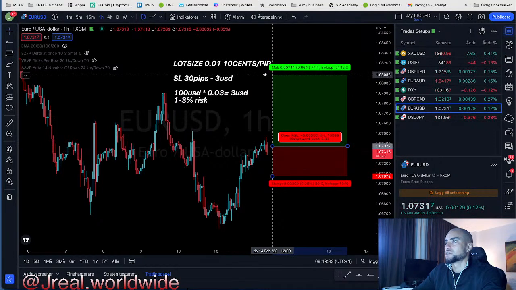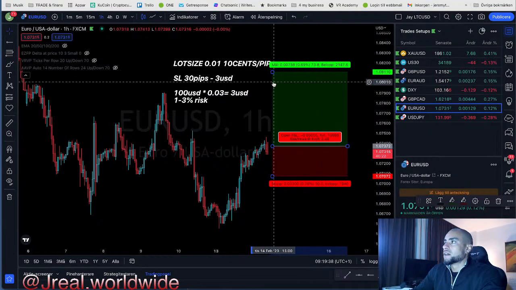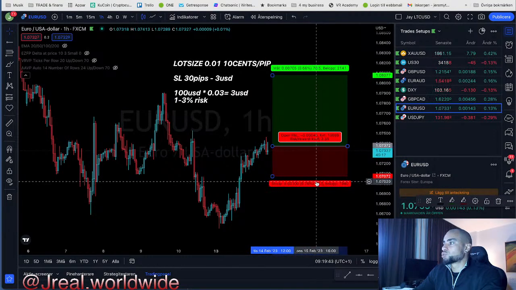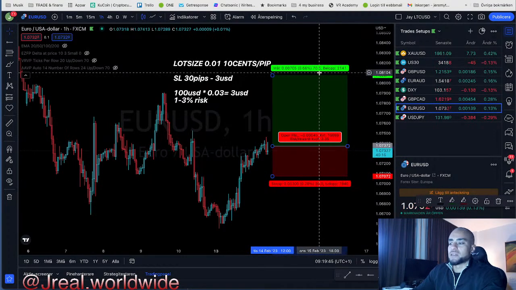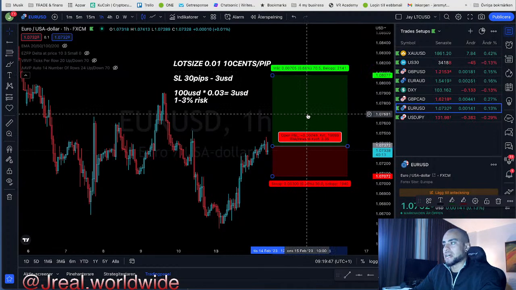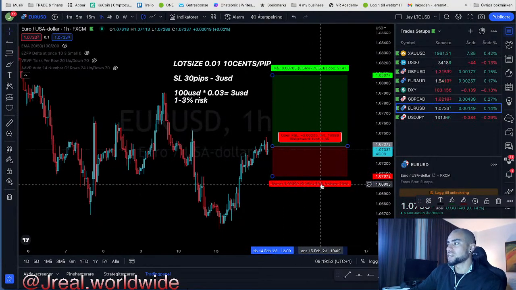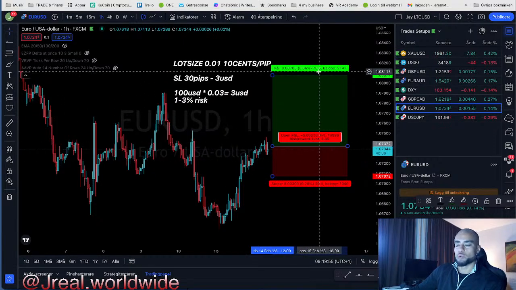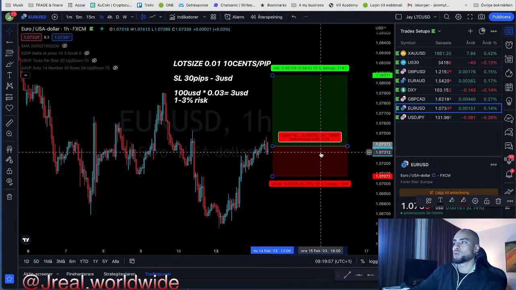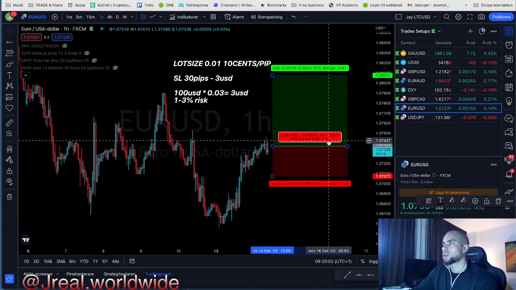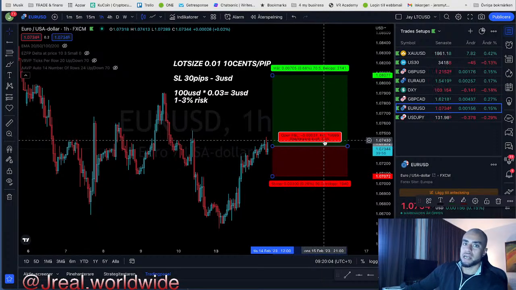If it wins, well, that depends on how high up your take profit is. But let's say it's here somewhere, at 70 pips. That means you are risking $3 to win $7. All right, that's the risk to reward. Or if you want to count in pips, you're risking 30 pips to gain 70 pips. That gives you a 2.35 risk to reward ratio.